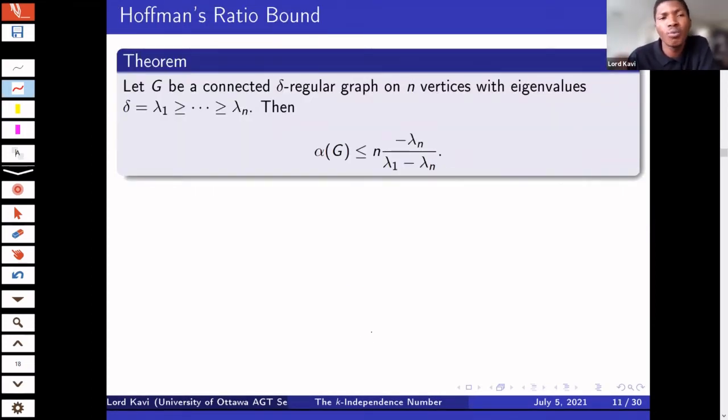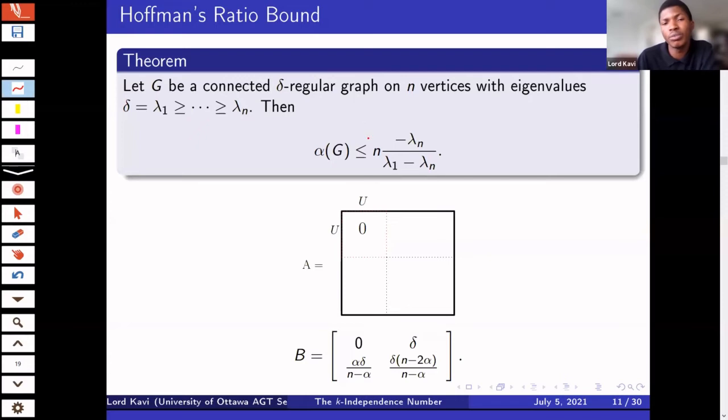So we're going to concentrate on how the ratio bound was generalized to the k-independence number. Let me quickly remind us of the ratio bound for the independence number. We have a delta-regular graph G on n vertices with eigenvalues lambda 1 to lambda n. Then the Hoffman bound tells us that the independence number is at most n times minus lambda n over lambda 1 minus lambda n, where lambda n is the least eigenvalue.